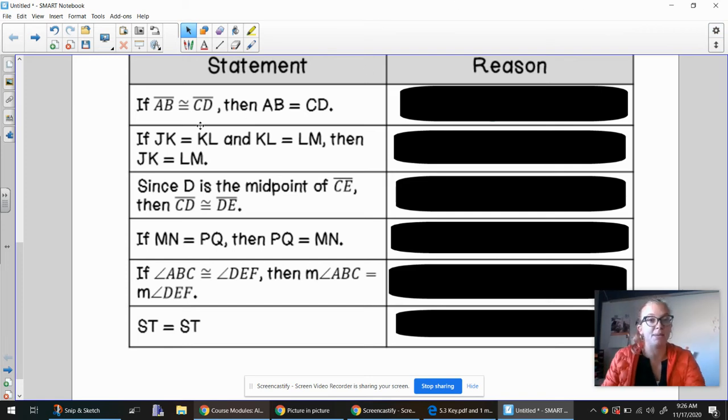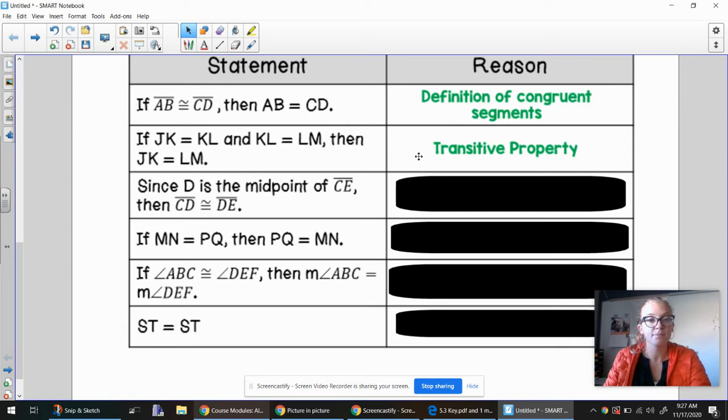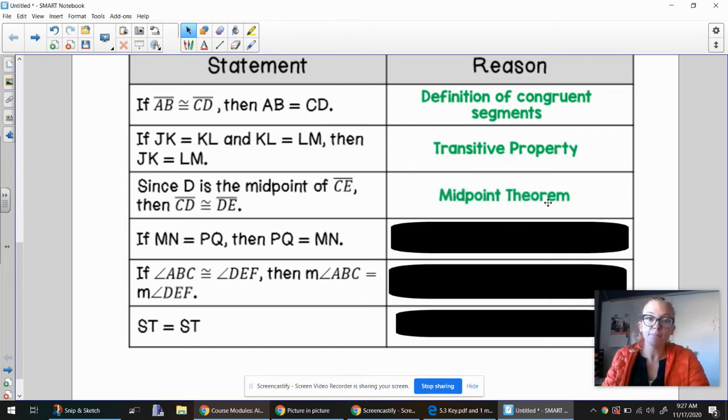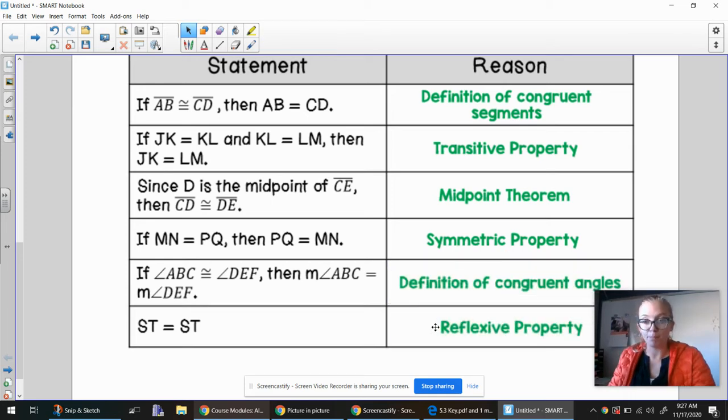So the first, if AB is congruent to CD, then AB equals CD. That is the definition of congruent segments. Next, we have if JK equals KL and KL equals LM, then JK equals LM. That's the transitive property. Since D is the midpoint of CE, then CD is congruent to DE. That's the midpoint theorem. Then we have the symmetric property, the definition of congruent angles, and the reflexive property. We are going to use all these properties as we move into proofs.